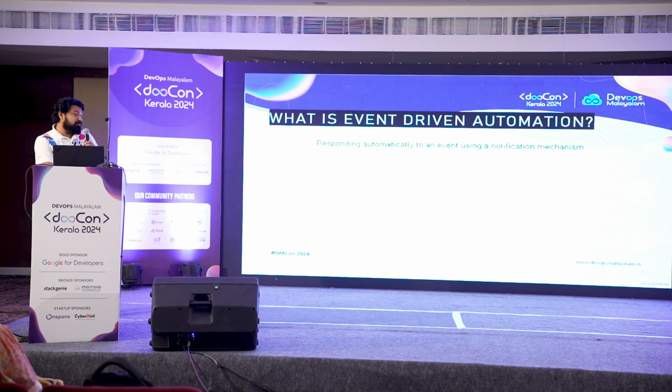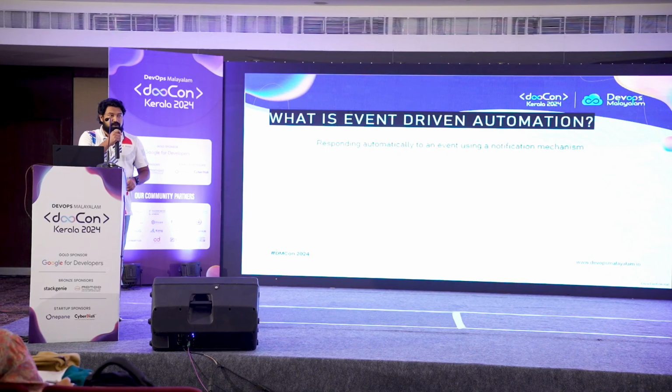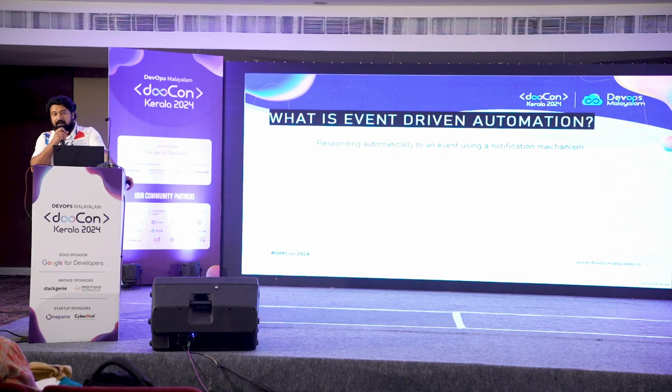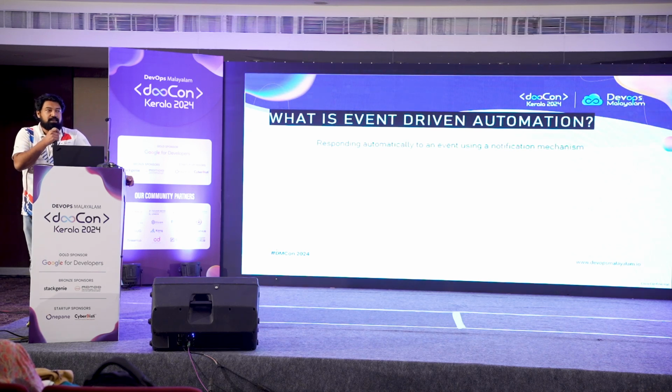So what is event-driven automation? Event-driven automation means when something happens, you'll get an alert. Then usually an operator is going to handle that alert. So they'll get a page or a Slack, and they'll log into the system and check what is happening. And if something is wrong, then they will take some action, right?